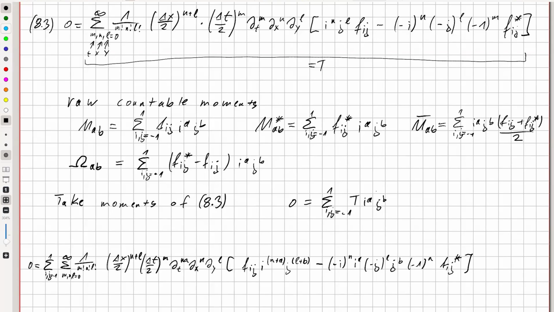So you see, we can rewrite this here as i to the power of n plus a and j to the power of l plus b, times minus 1 to the power of m plus n plus l. So we take the minus 1 out, right? And we have the other one, i to the power of n plus a and j to the power of l plus b. We have them in the same way as we have them here in front. Do you see this?